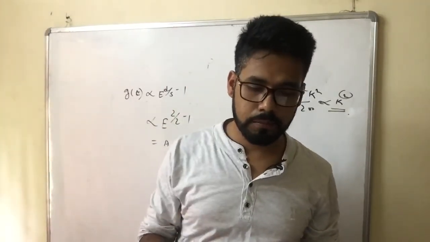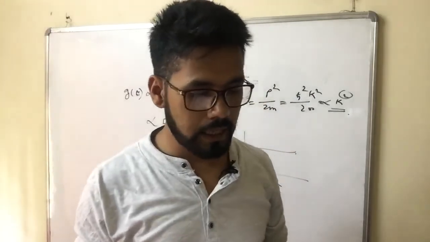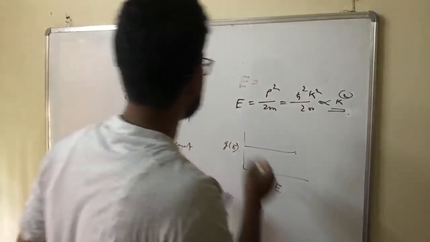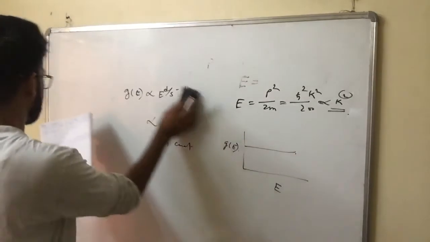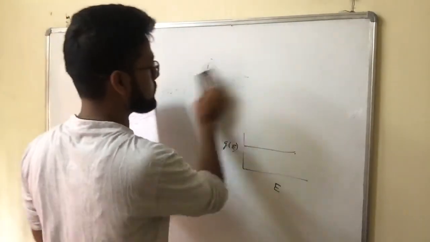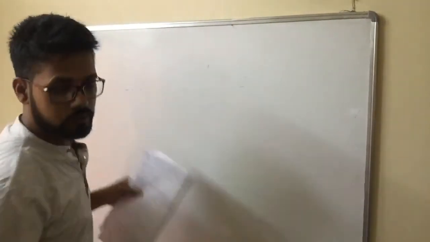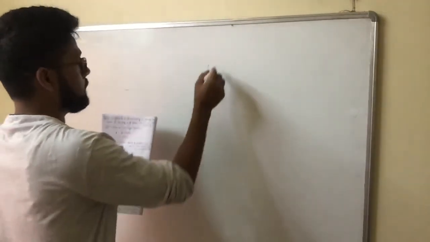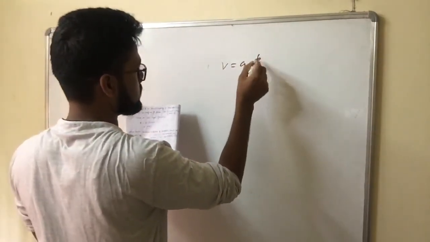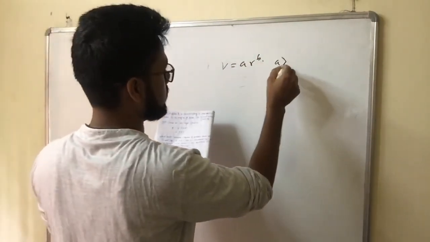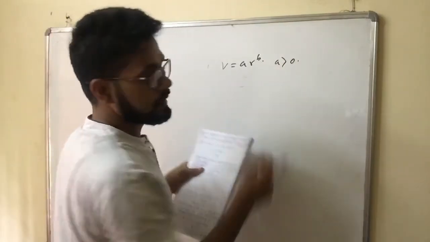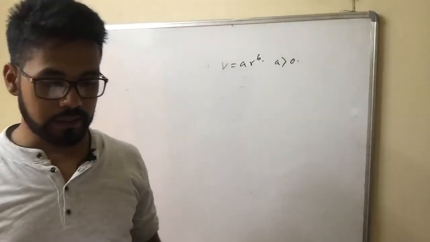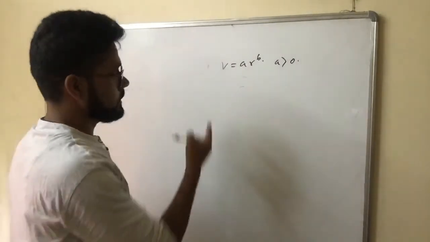Carefully consider a system of particles having potential energy. This is a NET question, I think 2017. Having potential energy A r to the power 6, where A is greater than 0 and r is the intermolecular distance. If the system of particles is placed in virial equilibrium, what is the ratio of kinetic energy to the potential energy? It is a 5-mark question.